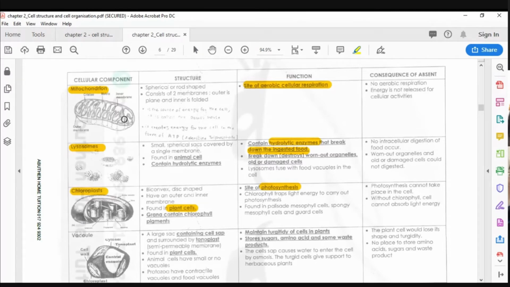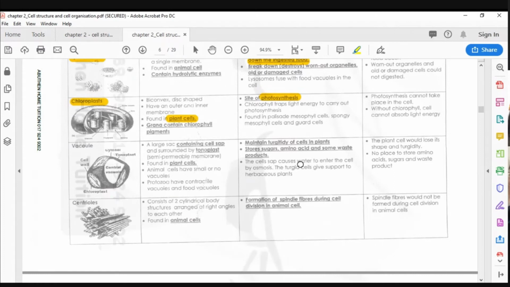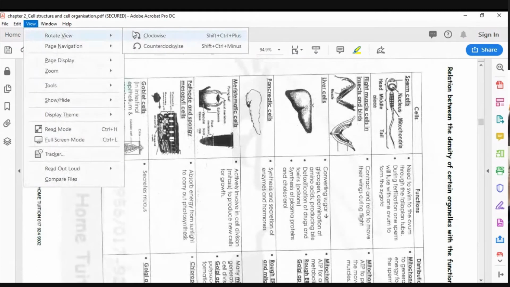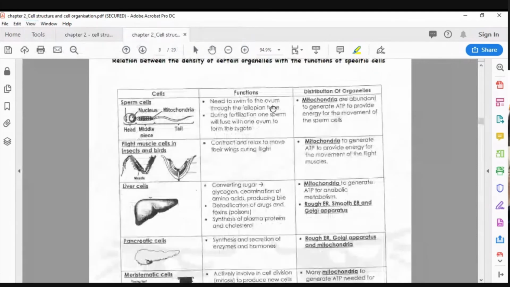Okay, for mitochondrion, you know it releases energy, correct? So what kind of cells or what kind of muscles need a lot of energy? Okay, let me show you. You remember sperm cells, flight muscle cells, liver cells, and also in plants later. These types of cells are rich in mitochondria.